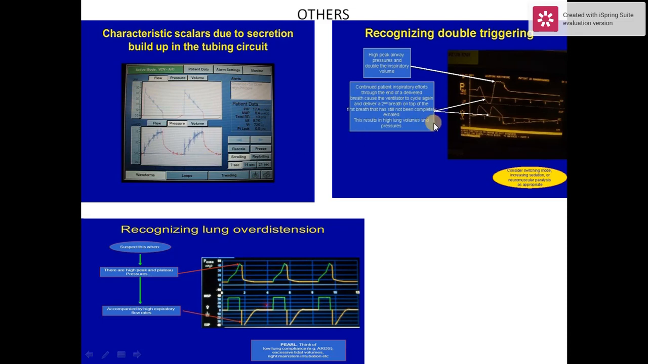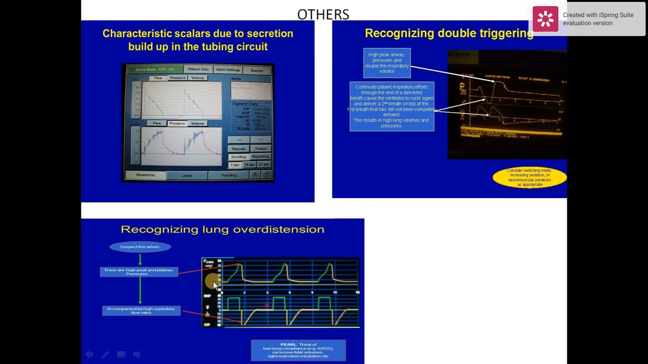Then recognizing double triggering. As you can see here, before expiration comes, there is a second trigger by the patient, which indicates that the inspiratory volume given is not adequate for the patient requirement. So it goes into double triggering. You can see here that 2 times the patient has triggered the same curve.